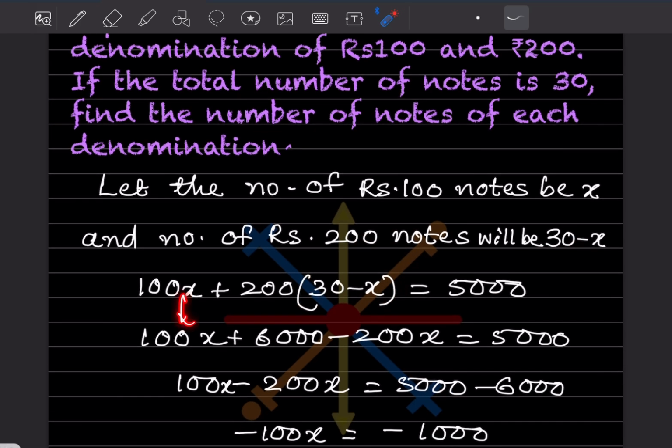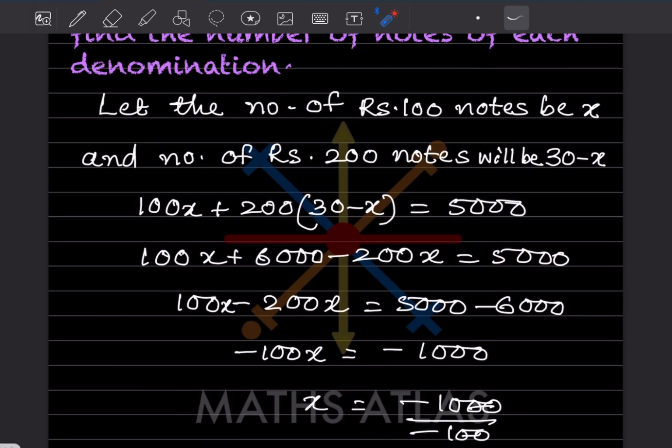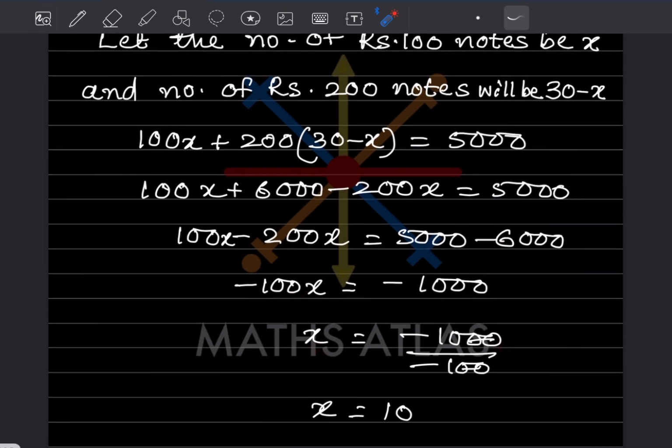So now this 100x as it is, this will be 6,000, and this is going to be minus 200x, that will be 5,000. Now bring together, that will be 100x minus 200x, 5,000 as it is because it is on the right hand side, plus 6,000 will go there, that is going to be minus 6,000. So this will be minus 200 plus 100, that is going to be minus 100x, and minus 6,000 plus 5,000, that is going to be minus 1,000. So x is going to be minus 1,000 divided by minus 100. So minus minus becomes plus. So x will be 10.